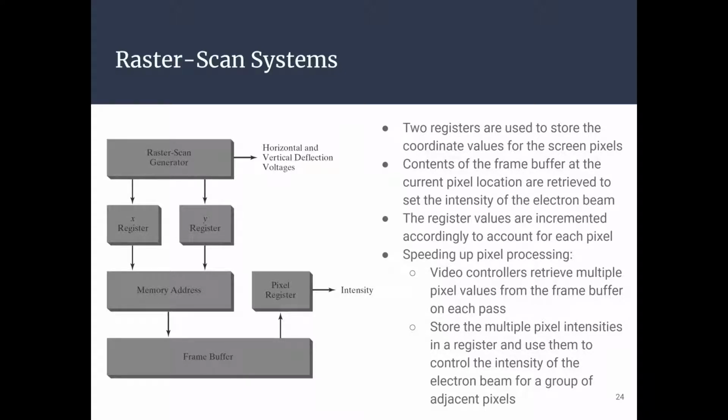To speed up pixel processing, the video controller can retrieve multiple pixel values from the frame buffer on each pass. Instead of just grabbing one pixel value, it can retrieve multiple pixel values. It will store the multiple pixel intensities in a separate register, which is this one, the pixel register, and then use the stored pixel intensities to control the intensity of the electron beam for a group of adjacent pixels. So instead of affecting just one pixel, it will use what is stored to print out an adjacent group of pixels.